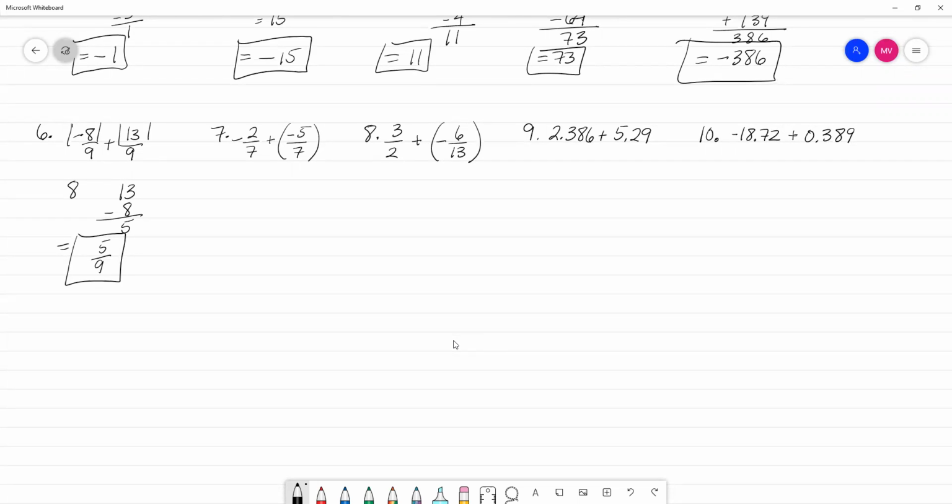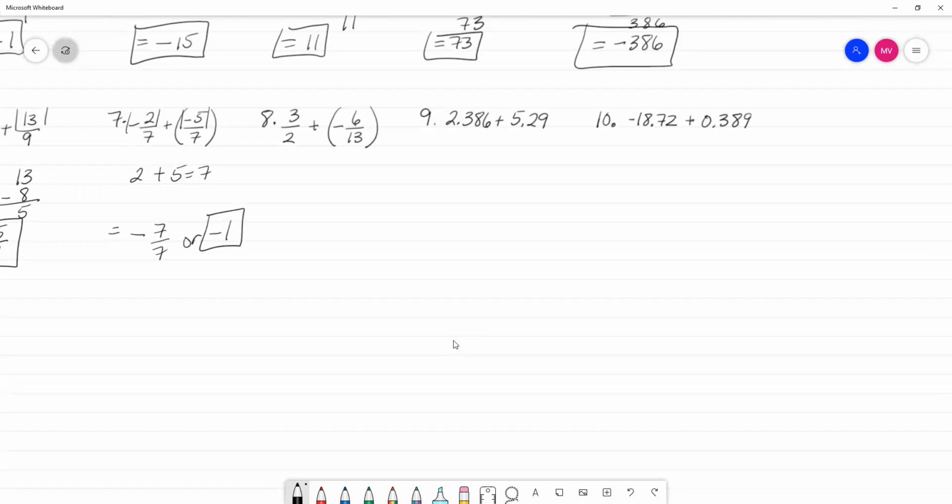So we have the same denominator, so we're good there. We are adding like signs here. They're both negative, so in this case, our answer is going to be negative. So let's just look at the absolute value. The absolute value of negative 2 is 2. Absolute value of negative 5 is 5. So that gives us 7. So our solution is negative 7/7, but we can reduce that to negative 1.